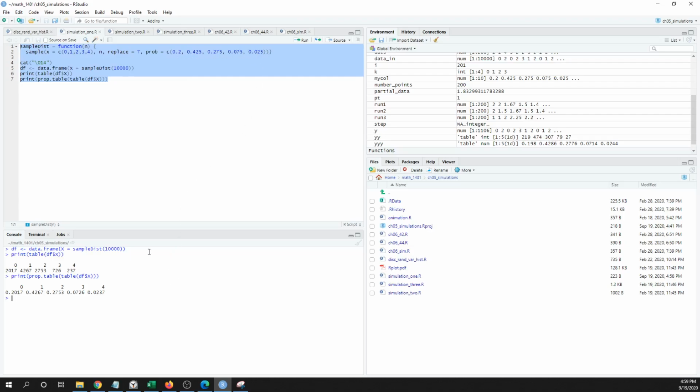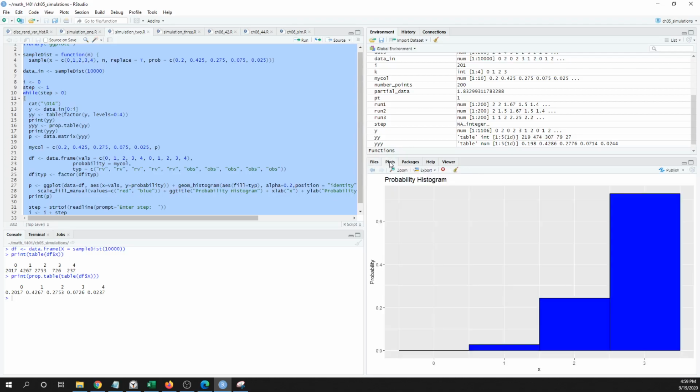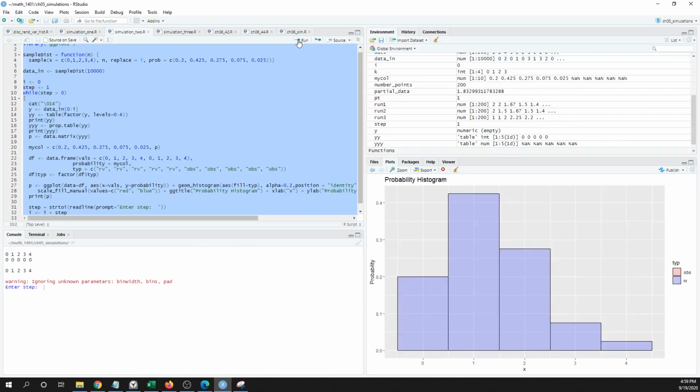All right, so that's simulation 1. In simulation 2, I do the same thing, except this time what I'm going to do is draw the histogram out. So I'm going to run this. And here is the histogram that we have for this distribution.